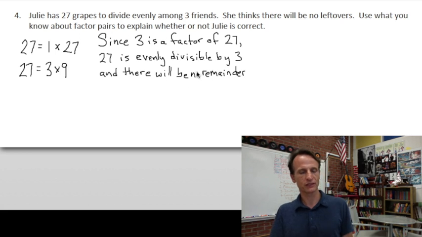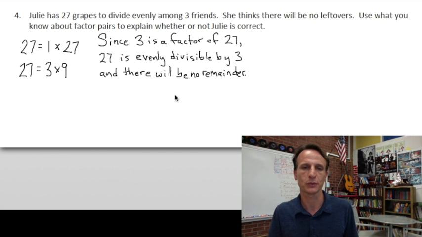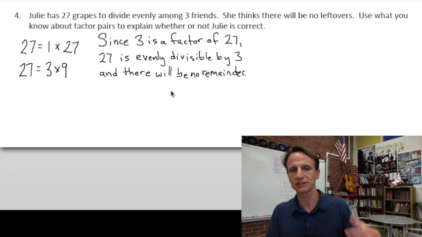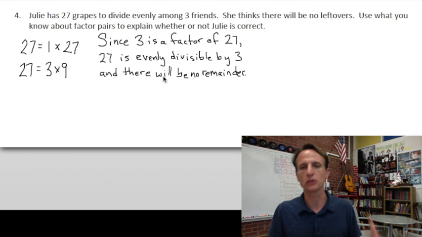And you notice, this is a case where the answer isn't what you're going for. It's like, do you understand what you're doing? 27 is evenly divisible by 3, so there's no remainder.